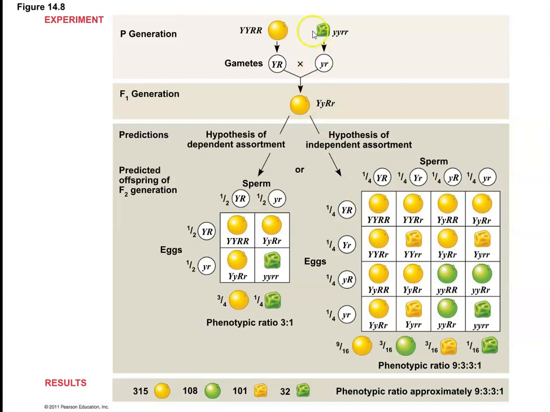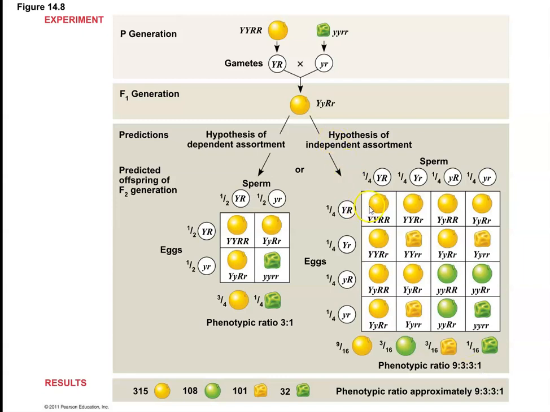So in independent assortment, it says that the shape of the pea does not care about the color of the pea. So we still get a 3-to-1 ratio, 3 yellows for 1 green, even though it's 12 and 4, it's still a 3-to-1 ratio. And we get a 3-to-1 ratio on round versus wrinkled, again 12 to 4. But we actually end up with a 9 round yellow, a 3 wrinkled yellow, a 3 round green, and 1 wrinkled green. So it's actually a 9 to 3 to 3 to 1 phenotypic ratio.